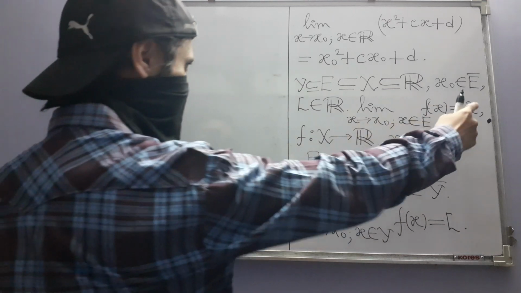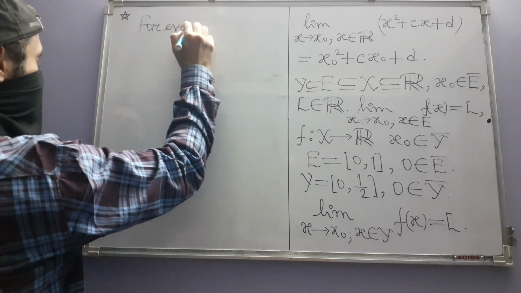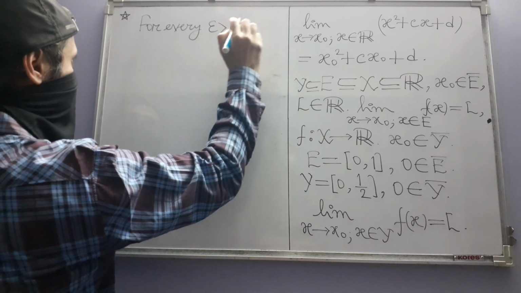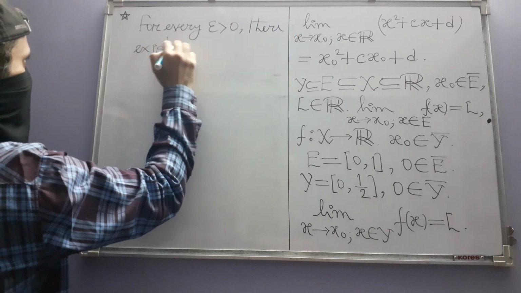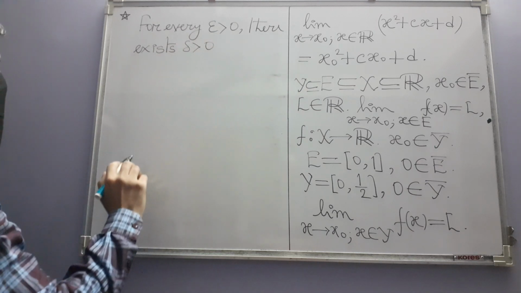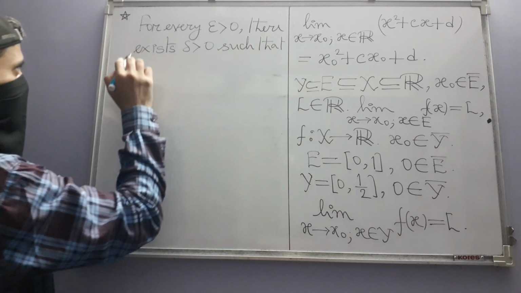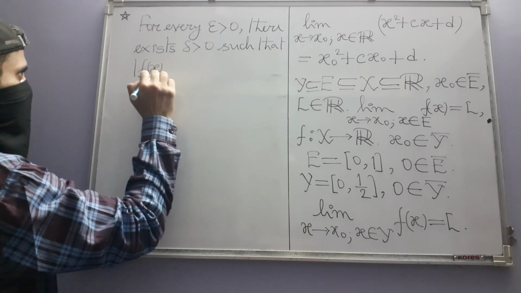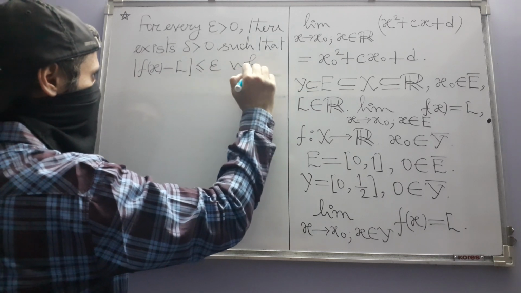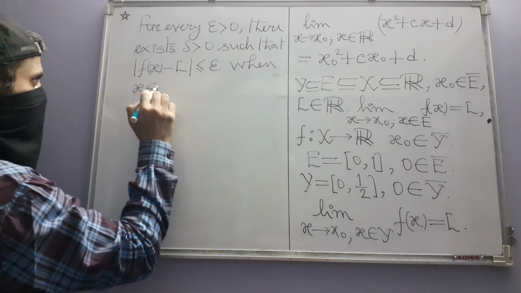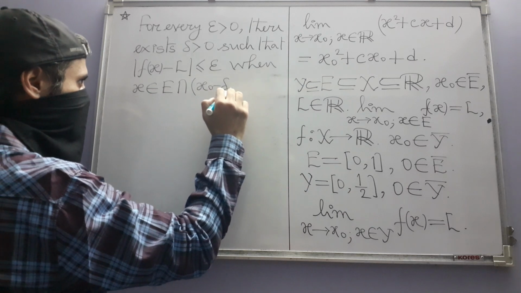So we are now given this, which means what? For every epsilon greater than 0, there exists another positive real number delta such that the distance between f of x and L is at most epsilon when x is coming from this intersection.